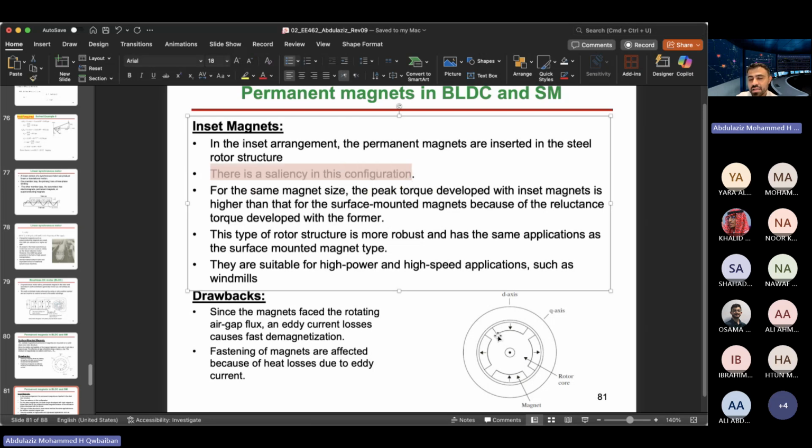Why is there saliency? Because the rotor is not uniform. Even though the air gap is a circle, think of this rotor as a salient pole rotor.